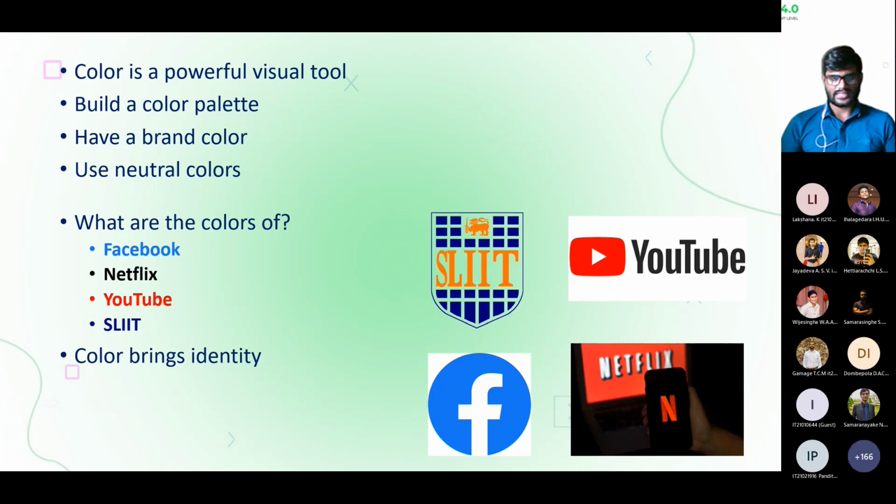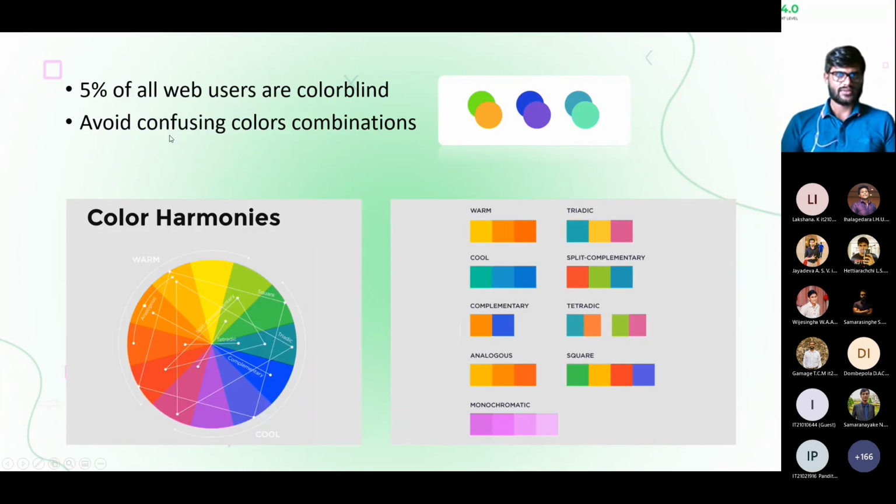Like you can see some examples here. SLIIT uses blue and orange. Also, Facebook is using blue, light blue and white. So there are some colors, and they give the identity. And when you are using colors, make sure to use natural colors. Keep it in mind, 5% of all web users are colorblind. So for that, we have to avoid confusing color combinations like this. You can see some examples here.